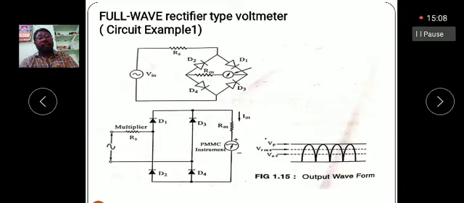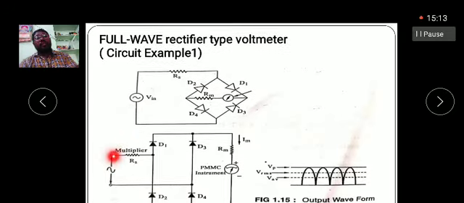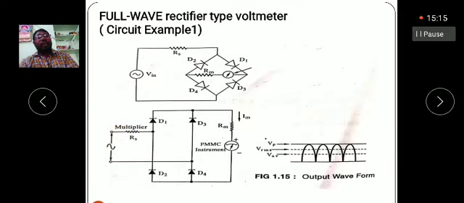If we redraw the circuit, we get this arrangement. Here the input signal is in analog form. Here we have the multiplier resistor RS. The diodes are connected in this way. We have the PMMC instrument, and the PMMC instrument meter resistance is Rm. The current passing through the meter is Im. That is the circuit diagram of the full wave rectifier circuit, and the output waveform we get is like that. This is the full wave circuit.